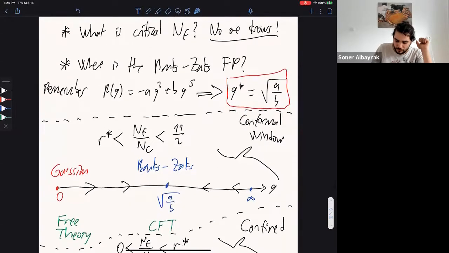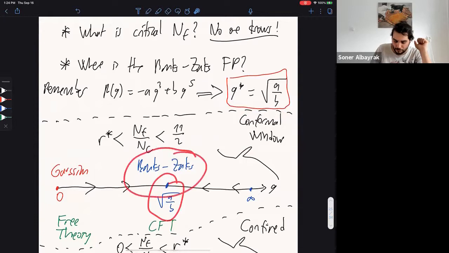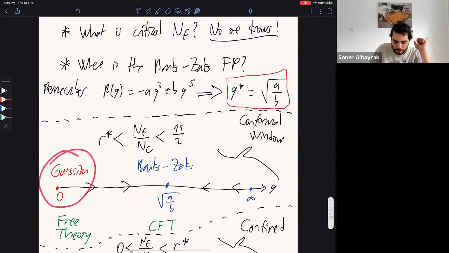Now, if you have the conformal window, then indeed at that value you have the Banks-Zaks fixed point. So there is a flow to the Banks-Zaks fixed point from the Gaussian fixed point. If you start around here, you will go to here and stay there. And that is the conformal window. You have a CFT living here. Okay, that's the good thing.